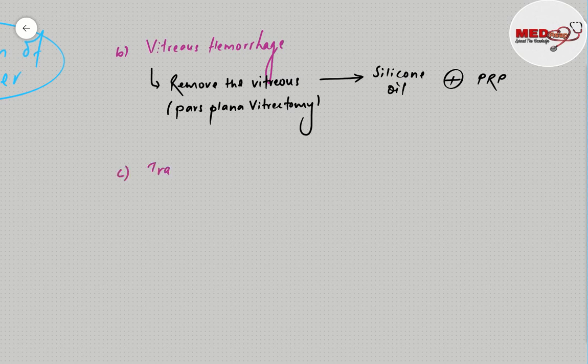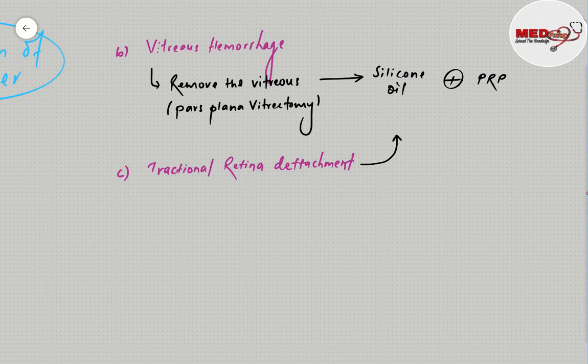Coming to the third complication, which is tractional retinal detachment. Actually, the tractional retinal detachment occurs after the fibrosis of vitreous hemorrhage. That means there is already vitreous hemorrhage. So we have to provide the treatment of vitreous hemorrhage, that is removal of the vitreous followed by the silicone oil injection and a PRP.